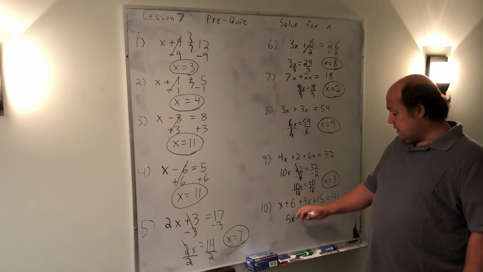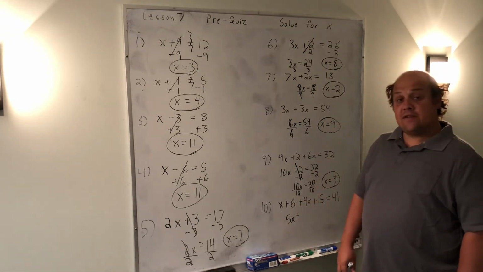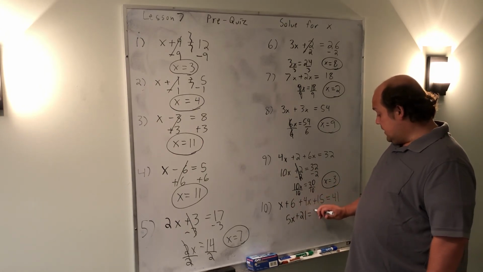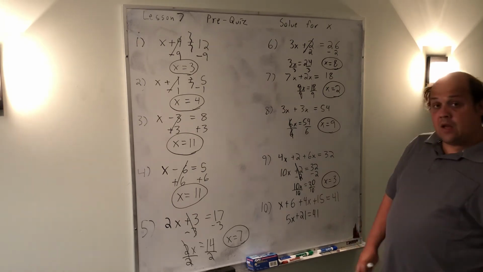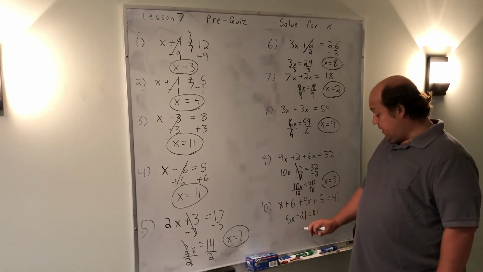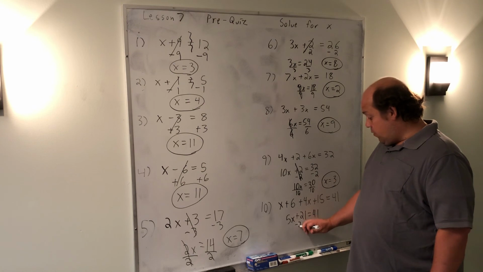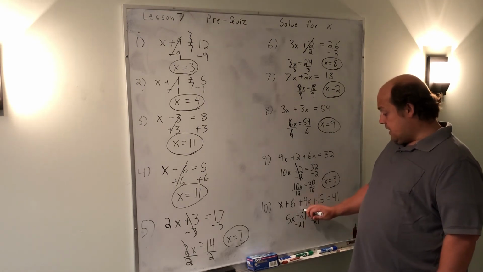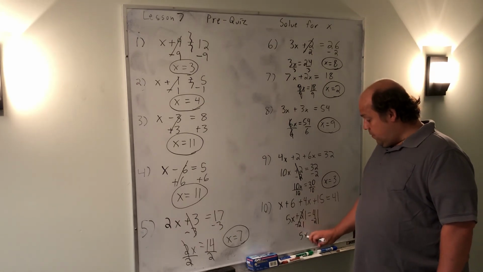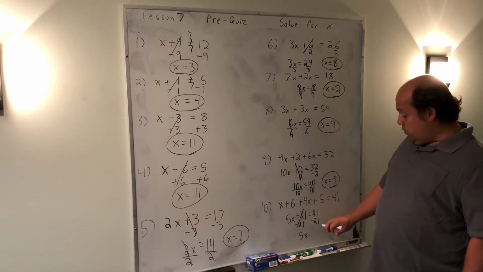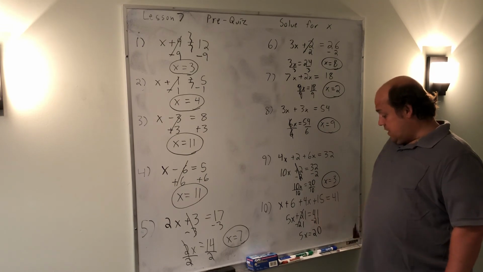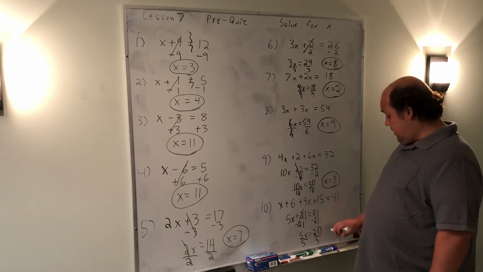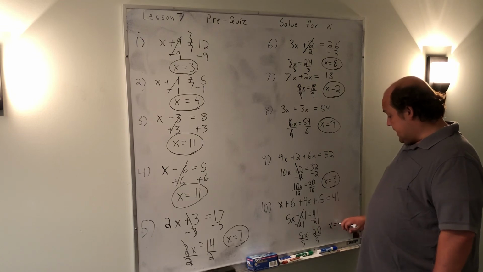When I take positive 6 and combine it with positive 15, 6 plus 15 gives me 21. This still equals 41. Wanting to only have letters on the left-hand side, I'm going to need to get rid of this positive 21. I do that with a negative 21 that I also have to do on the right-hand side. These go away and just leave me with 5x. On the right, 41 minus 21 leaves me with 20. Then I just need to do my last step, which is divide both sides by 5. That's how I get the final answer, x equals 4.